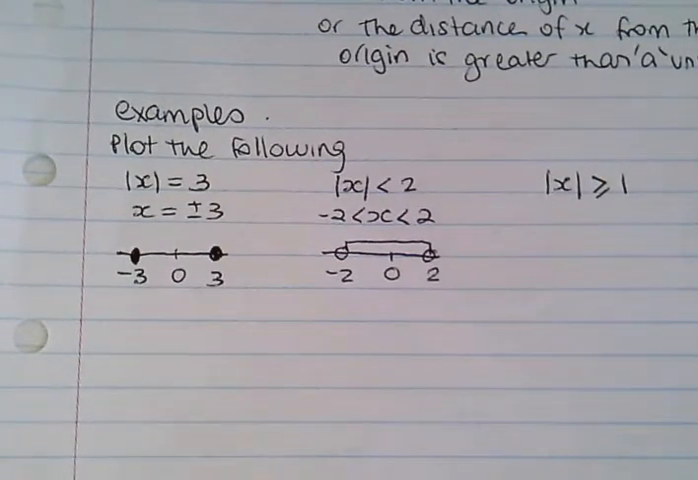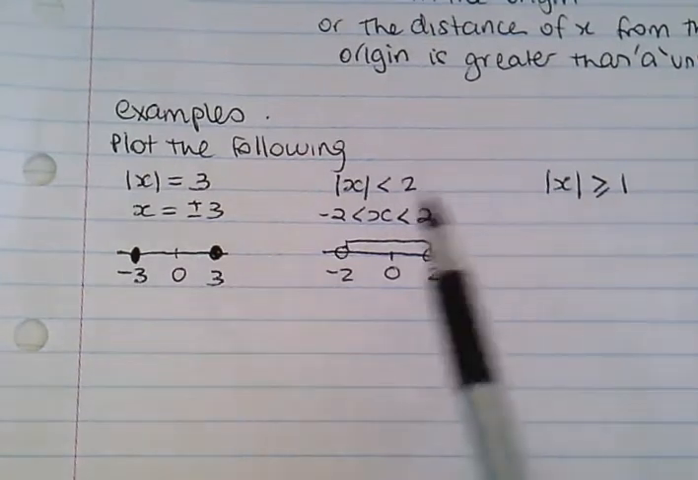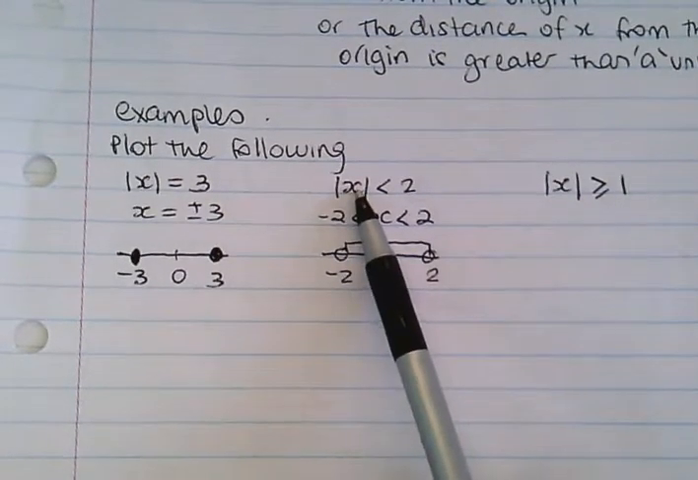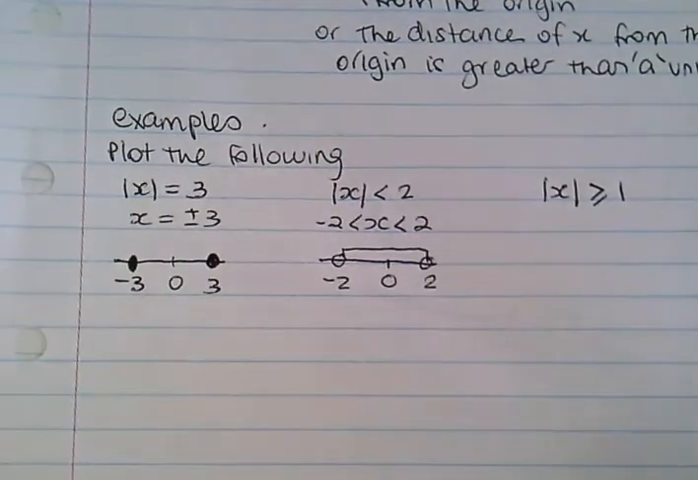Absolute value of x is greater than or equal to 1 means that x lies either 1 unit or more from the origin. Actually, whenever you see absolute value of x, you say the distance of x from the origin, and then we say is greater than or equal to 1. So every time you see absolute value of x, you say the distance of x from the origin is greater than or equal to 1 unit. All right?